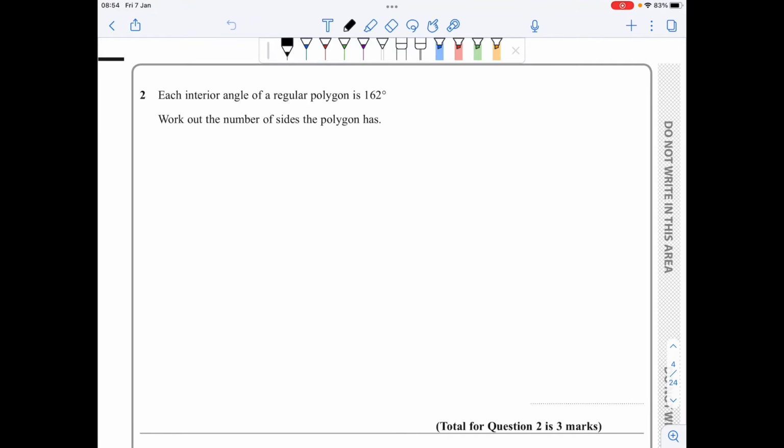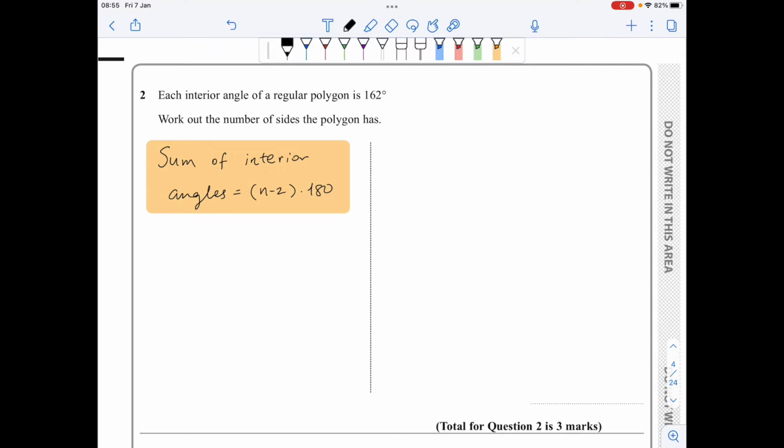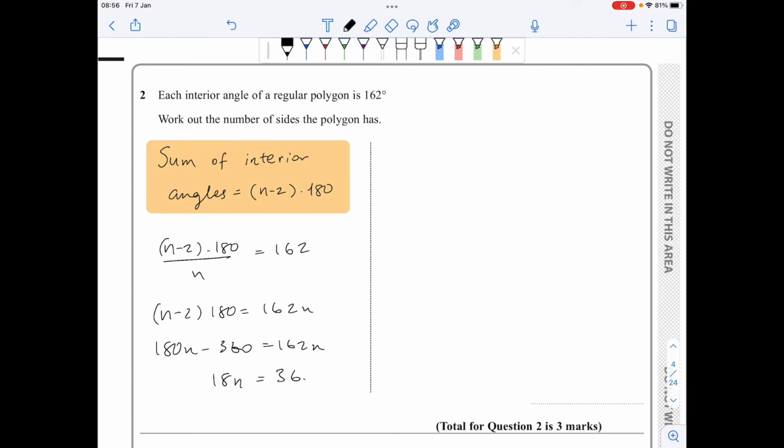For question 2, there are two approaches. You can either work with the interior angles, in which case the formula for the sum of the interior angles is the following. Now, since it's a regular polygon, each interior angle is n minus 2 times 180 over n, and this must be 162. I can cross multiply and then expand. So I can solve this and get 18n equals 360, and n comes out to be 20.